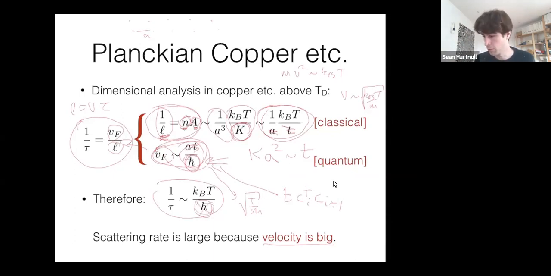I mean, this formula would be the same. This formula is the same, but the velocity would be slower, probably. So all I'm saying is that the only place where quantum mechanics came in, I mean, the binding is quantum mechanical and everything, but the most direct place where quantum mechanics came in is that it makes the velocity large.